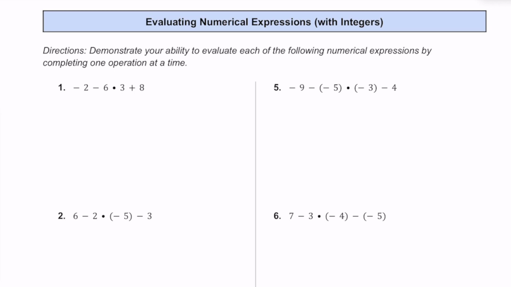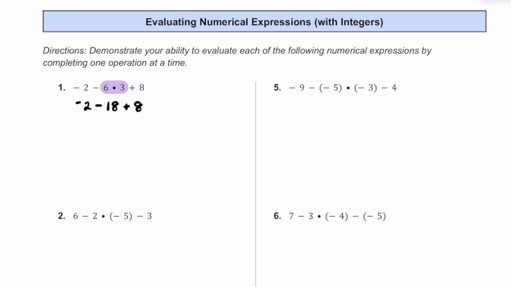All right, so for number one, we have -2 minus 6 times 3 plus 8. The first thing we're going to do here is take a look at the multiplication, which is this 6 times 3. So we're going to copy everything down. We have -2 minus 6 times 3, which is 18. So that multiplication gets to go first between these operations.